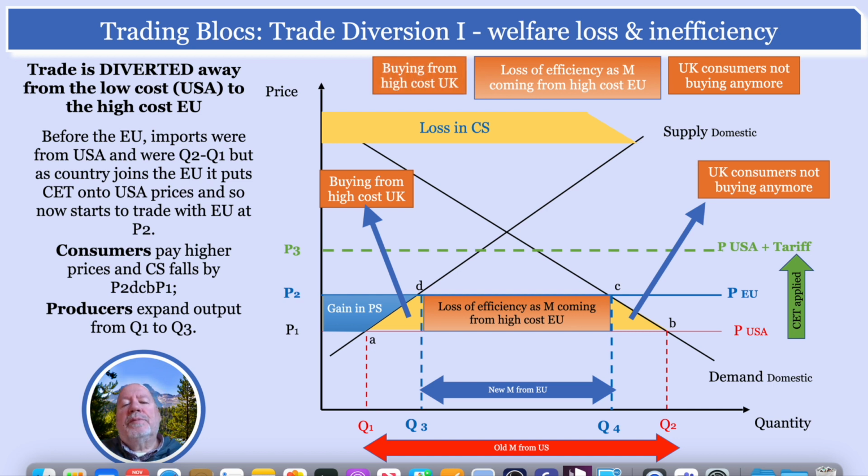And finally, we are buying from the high cost UK firms and not the lower cost USA firms. So this whole area here, A, B, C, D, is a loss of consumer surplus that hasn't been transferred to producers, and it's split into those three areas of inefficiency, if you like, as well. So trade diversion can be looked at in that way, and you can see the idea behind the welfare loss and trade diversion away from the low-cost producer to the high-cost producer.